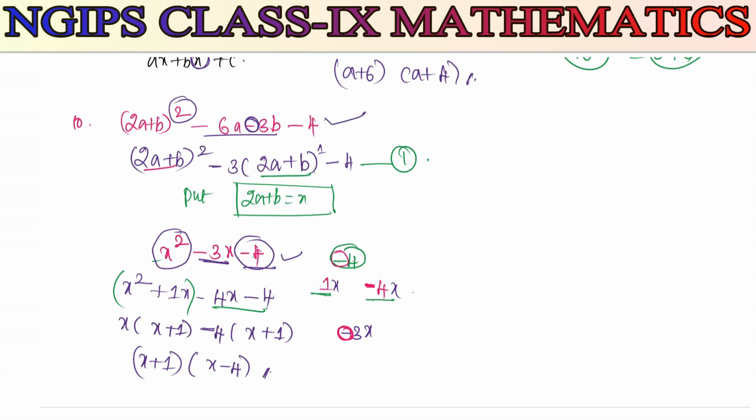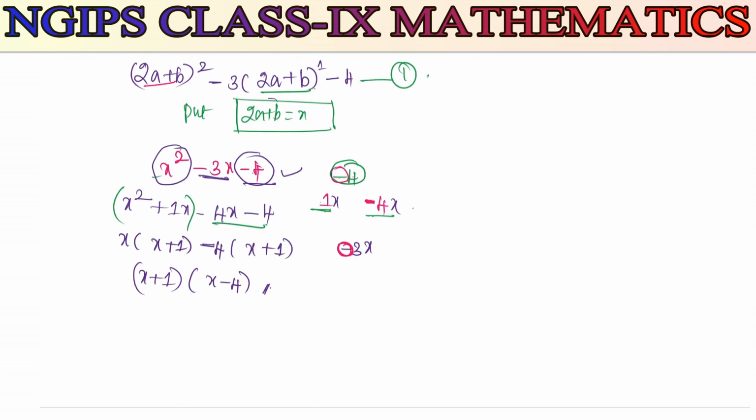But actually the given expression is this, right? Now again we have to replace. In the place of x, I have to substitute 2a plus b, because in the question they have given 2a plus b whole square, not x square. We replaced 2a plus b as x, so again we have to substitute here. Instead of x, I am going to replace it as 2a plus b plus 1, and here 2a plus b minus 4. So these are the factors for the given expression.